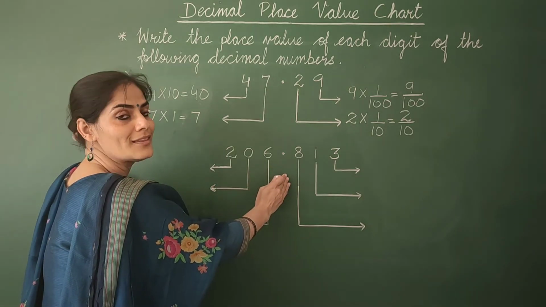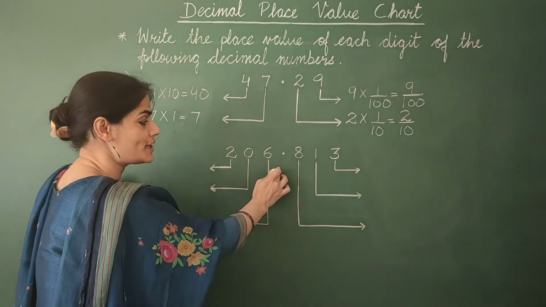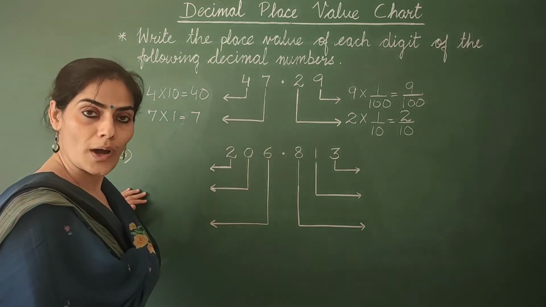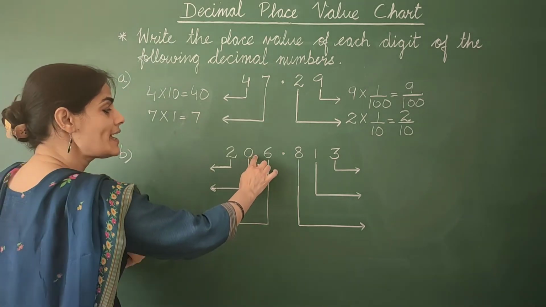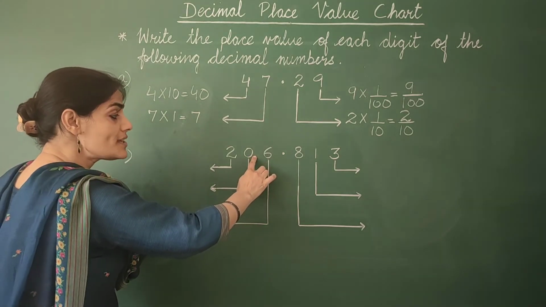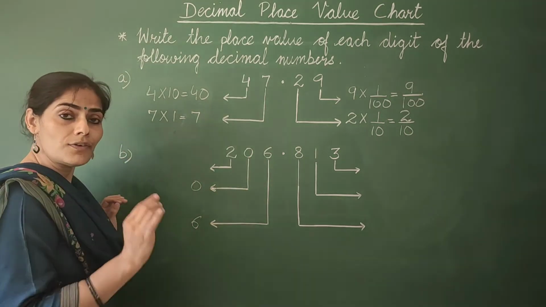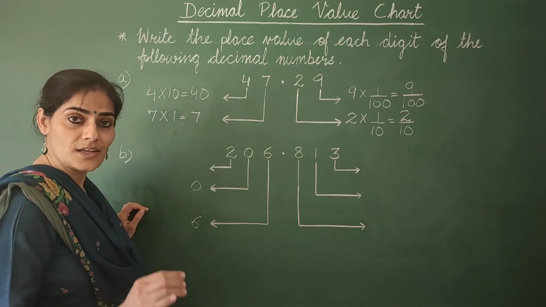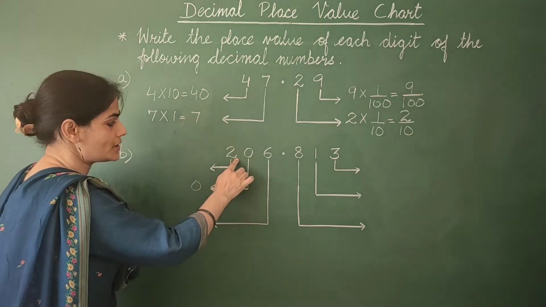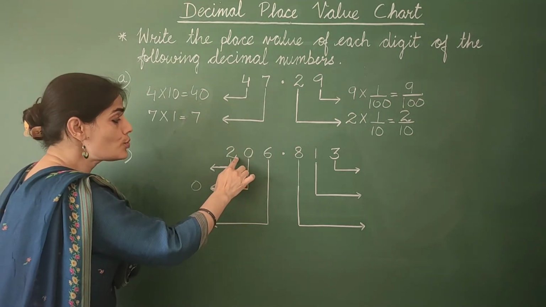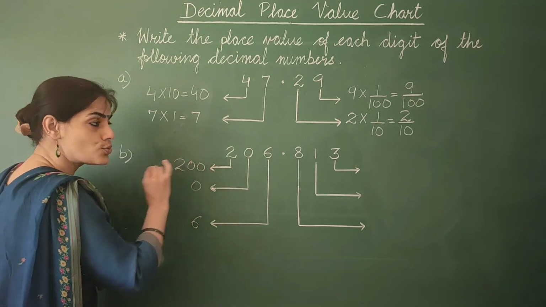Again we begin with the whole number part, and the first digit towards the left of this decimal point is 6. 6 is at ones place, so 6 ones is equal to 6. Now the next digit is 0. 0 is at tens place, so 0 tens is equal to 0. Whenever you multiply a digit by 0, the answer will be 0. Now we move to the next digit. The next digit is 2. 2 is at hundreds place. So 2 hundreds is equal to 200.